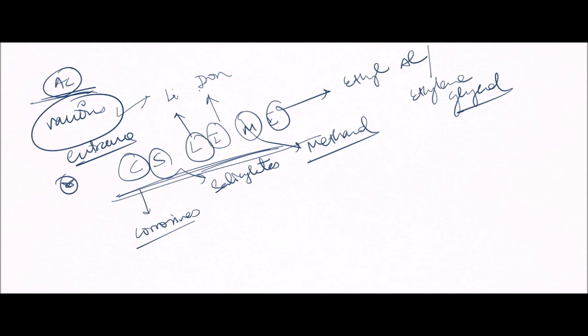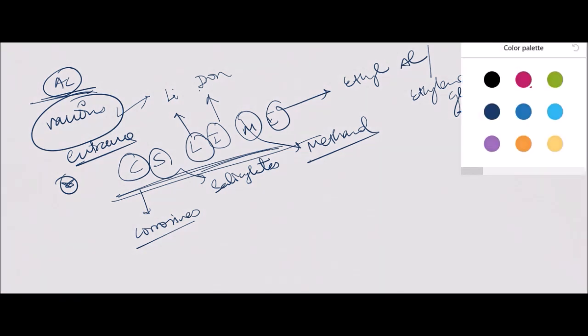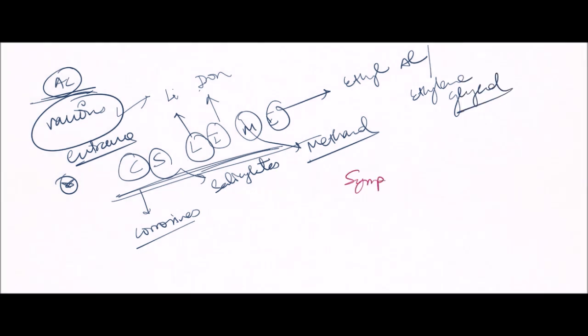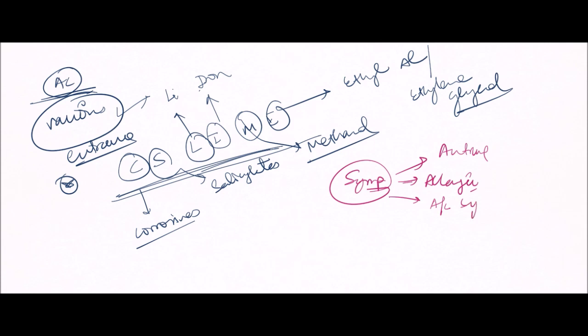So this is all about the general management, or general guidelines, of any case of poisoning. The last step is symptomatic treatment. If the patient is having convulsions, then we can go for anti-convulsants, and if the patient is having an allergic reaction, then we can go for anti-allergic drugs. So we will treat the patient according to the symptoms.